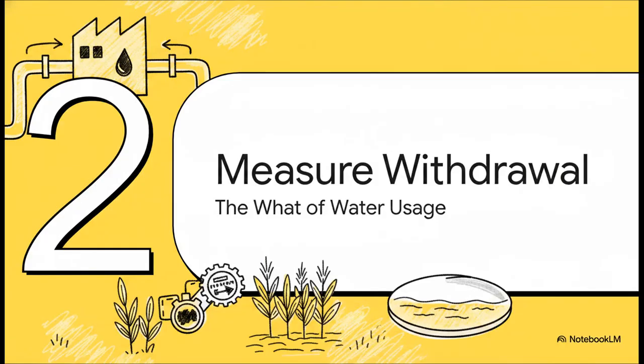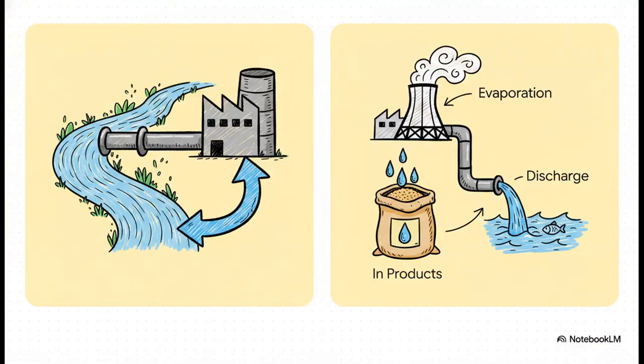Moving right along to Section 2, measuring withdrawal and consumption. This is really the what of water usage. Okay, so notice the huge distinction here. Water withdrawn is simply the total intake. It's what's being pulled from rivers, groundwater, collected rainwater, or local municipal utilities. But water consumed, that is very specific. It means water evaporating during cooling, getting permanently absorbed right into the food product itself, or being discharged into a completely different catchment area. Essentially, consumed water is water that literally never returns to its original source.